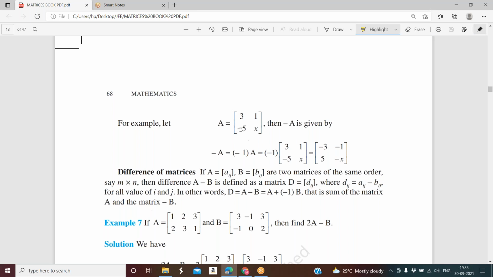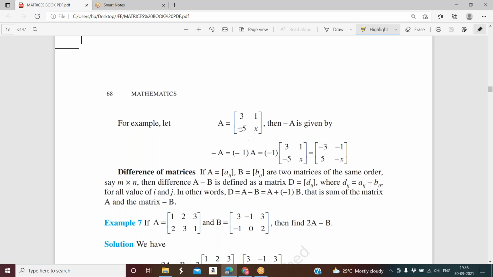What is D? D is a matrix Dij. D is also a matrix of order M cross N. How am I defining the elements of D? Dij is equal to Aij minus Bij for all values of i and j. This is nothing but subtraction of two matrices. Difference is nothing but subtraction of two matrices. This is like how we defined the addition of two matrices earlier, right?